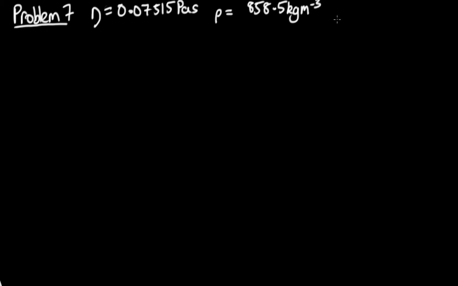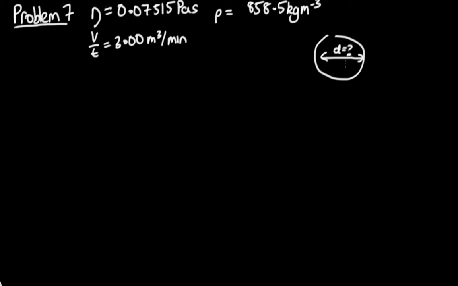An oil rig is designed to pump 3 meters cubed of oil each minute. So volume over time is equal to 3.00 meters cubed per minute. What is the minimum diameter the pipes could be designed with in order to avoid turbulent flow? So we want to know what's the diameter of the pipes.